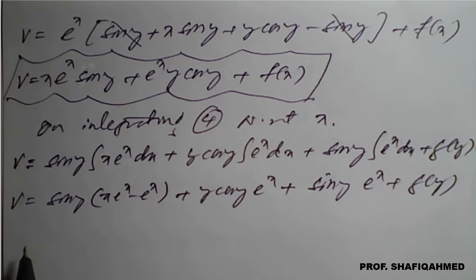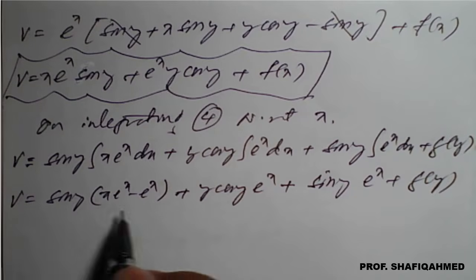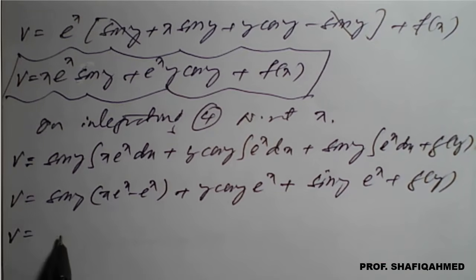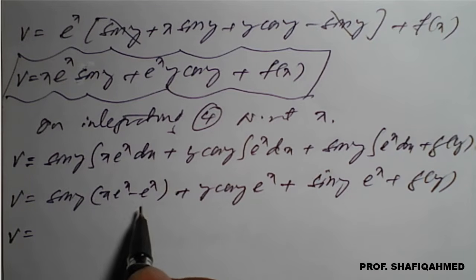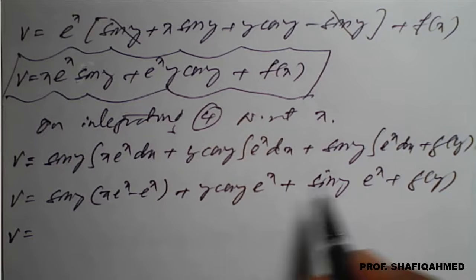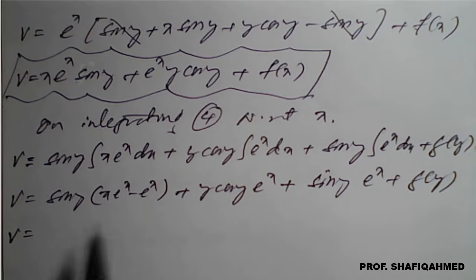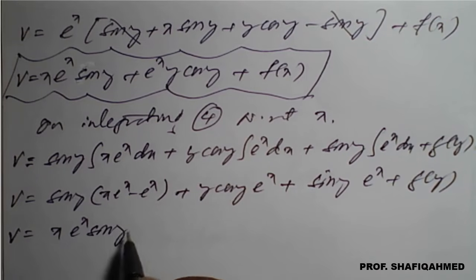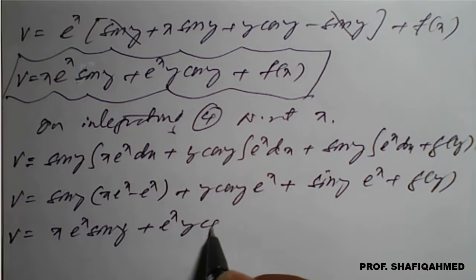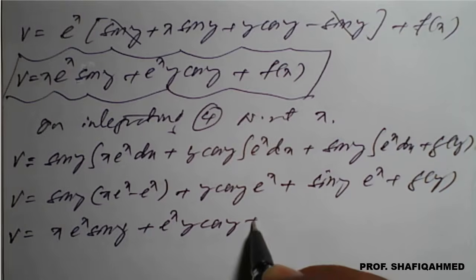So therefore on final rearrangement this step will become, so v is equal to, after cancellation and all, you can see that because sin y into e raised to x minus times and this plus times cancel if you open this bracket, we'll get finally v as x e raised to x into sin y. After simplification I am writing this step, plus e raised to x into y cos y plus g of y.